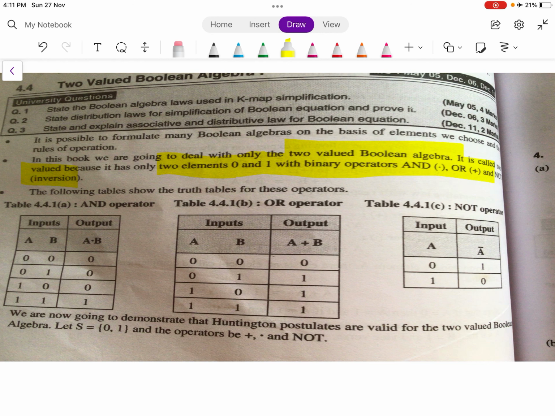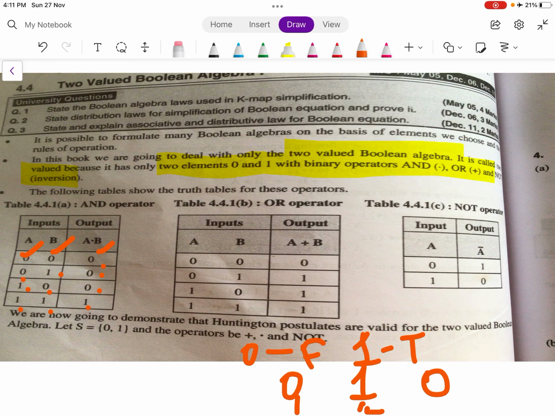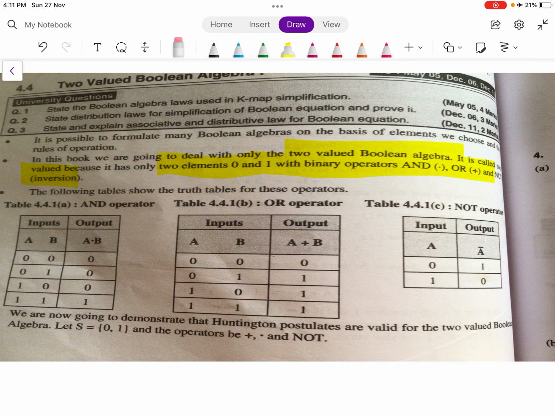The following is the truth table, and the inputs 0, 0. So 0, 0 is 0; 0, 1 is 0; 1, 0 is 0; and 1, 1 is 1. Here 0 means false and 1 means true. So if both the inputs are false, the output is false. If one is false and one is true, the output is false. If one is true and one is false, the output is false. And if both are true, then the output is true.